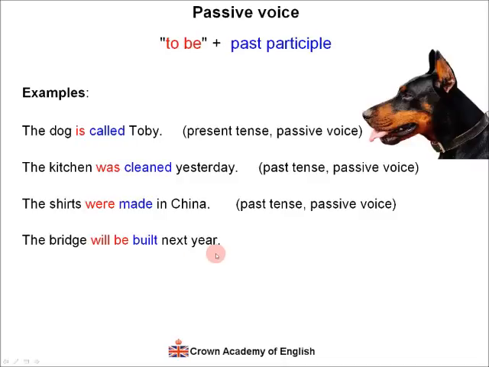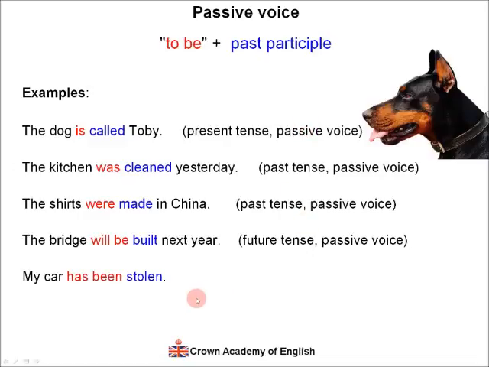The bridge will be built next year. And this is the future tense passive voice. So will be is the future tense of the verb to be. And built is the irregular past participle form of the verb build. Built. So this is the future tense passive voice. So the meaning of this is, yes, someone will build the bridge next year. But the someone isn't important, so we use the passive voice. The subject isn't important. So the bridge will be built next year. So yes, the verb to be plus the past participle gives us the passive voice. Okay?